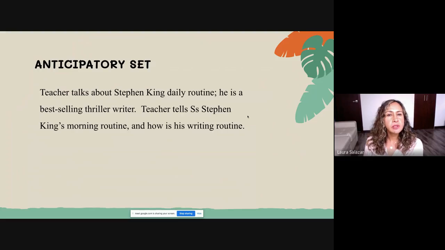In the anticipatory set, the teacher talks about Stephen King's daily routine. He's a best-selling thriller writer. The teacher tells students Stephen King's morning routine and what his writing routine is. Students already know Stephen King because they have read something about him and some of his books. So they're a little bit familiar with him, and now they are learning a little more about his daily routine, especially his writing routine.